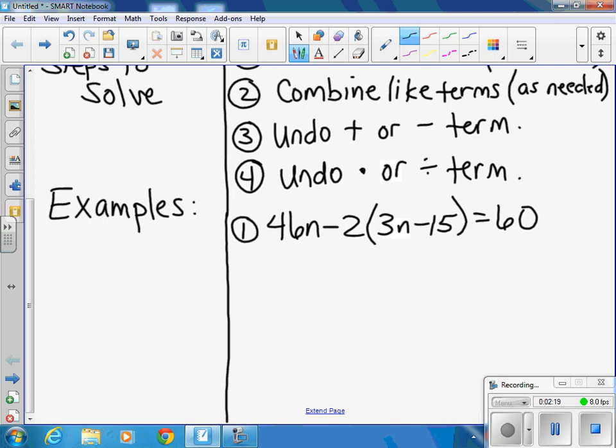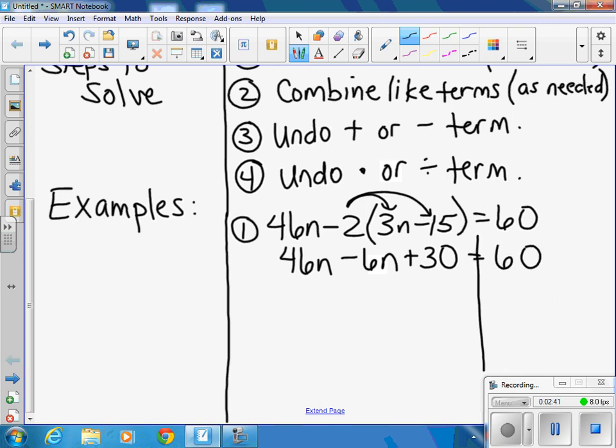You see parentheses, so that clues you in that you have to distribute. The number touching the parentheses is the -2, so we're going to distribute -2 to everybody first. -2 times 3n is -6n. -2 times -15 is a +30. Bring down the 46n in the front, and bring down equals 60 on the other side. If you like the wall effect, there's your wall.